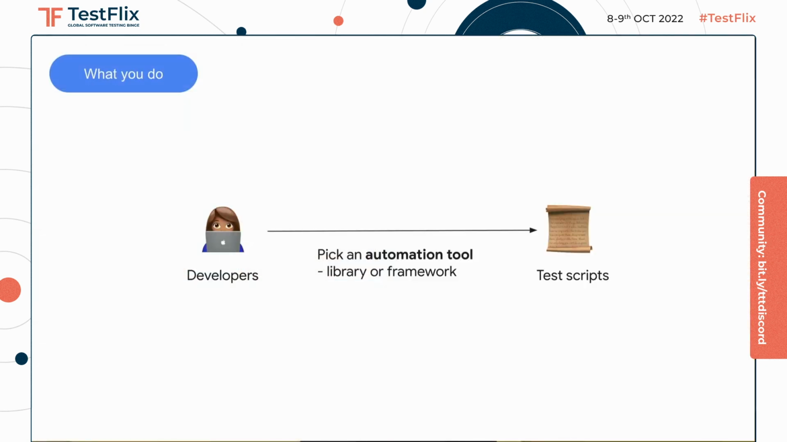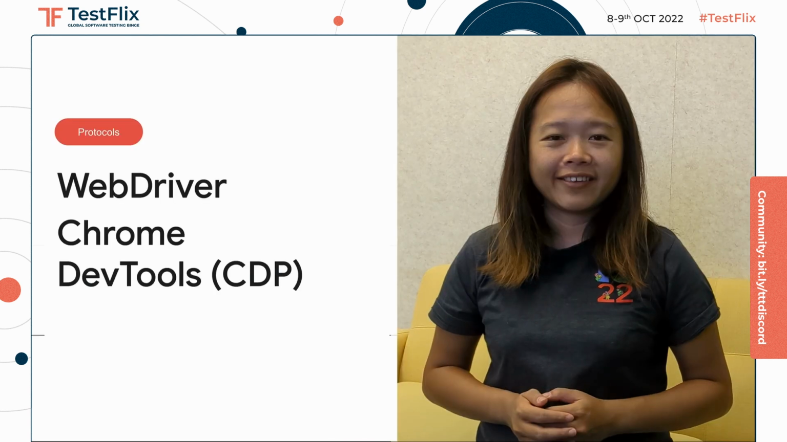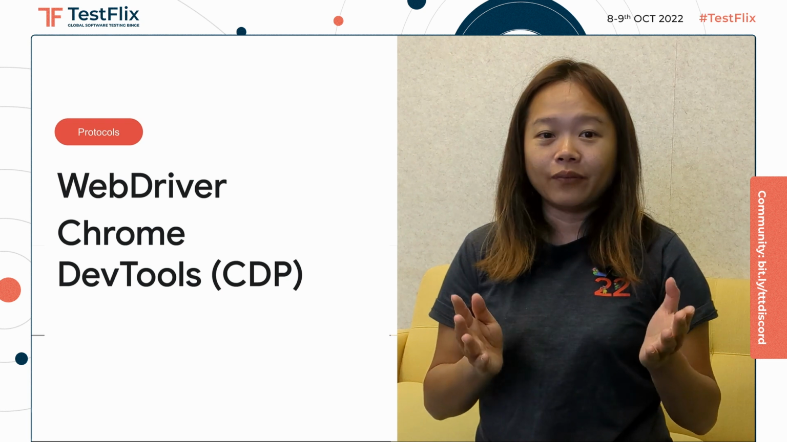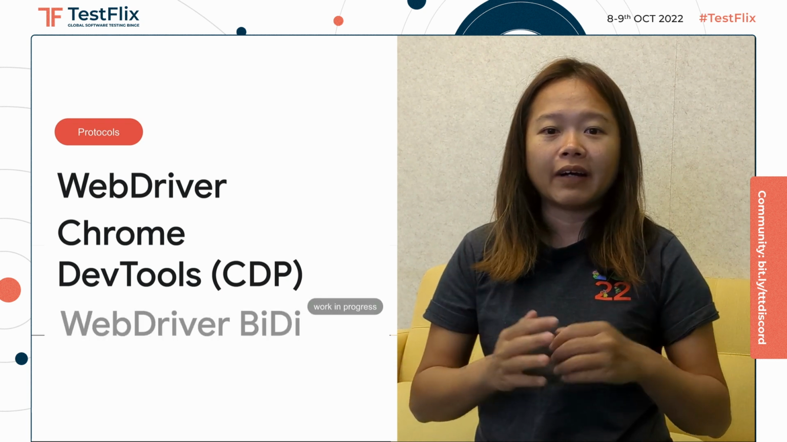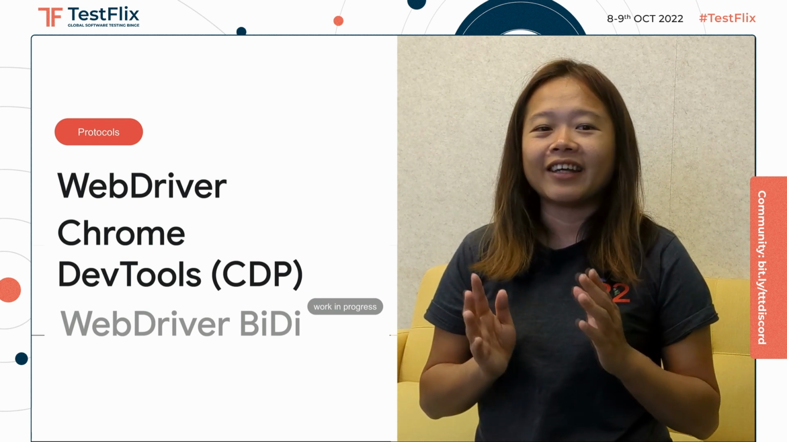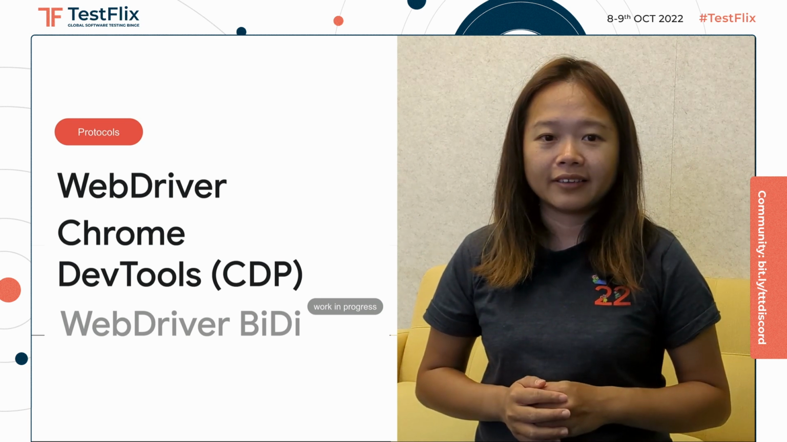This is what you do. You pick an automation tool, set it up, and write the test scripts. Behind the scenes, your automation tools will translate your scripts and run them in the browser through some sort of protocol. There are two major automation protocols at the moment, the WebDriver and the Chrome DevTools protocol. The WebDriver BiDi is another upcoming new protocol. Let's take a look at both of these protocols before we jump into WebDriver BiDi.